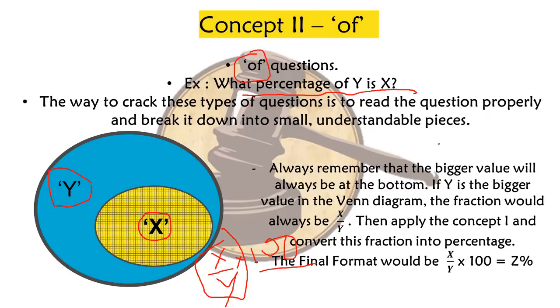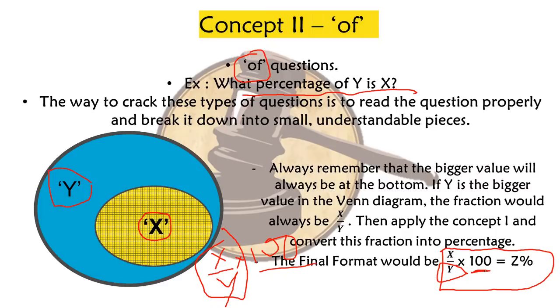Always remember that the bigger value will be at the denominator. If y is the bigger value in this Venn diagram, the fraction would always be x by y, and then apply concept 1 and convert this fraction into percentage. The final format would be x by y into 100, which equals some z percentage. Okay, so y would be the bigger value, x would be the smaller circle, and into 100 is basically just converting a fraction into percentage.